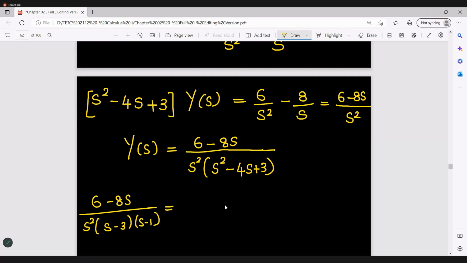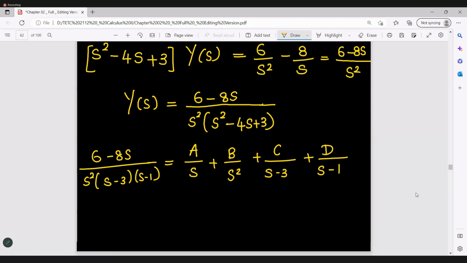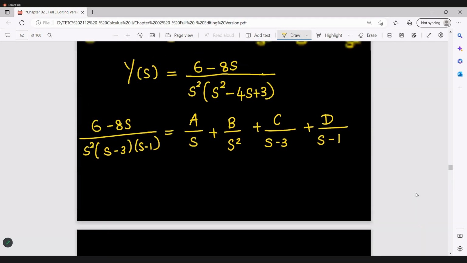So we can write the expression for the partial fractions as a over s plus b over s squared plus c over s minus 3 plus d over s minus 1. Once you have that, you need to find all these 4 coefficients. I'm not going to do that one.